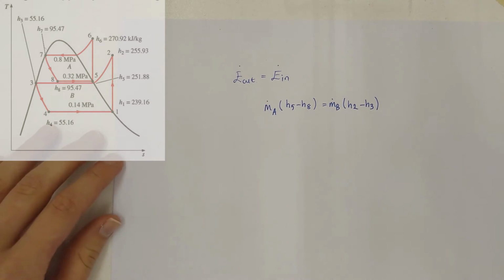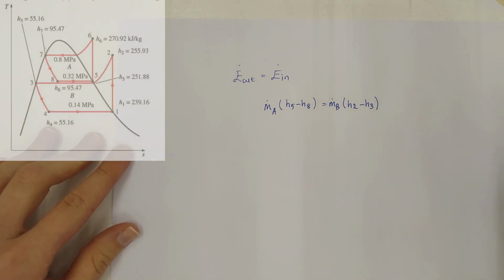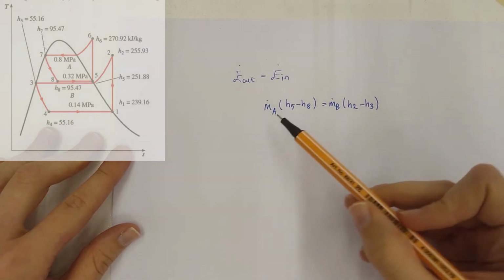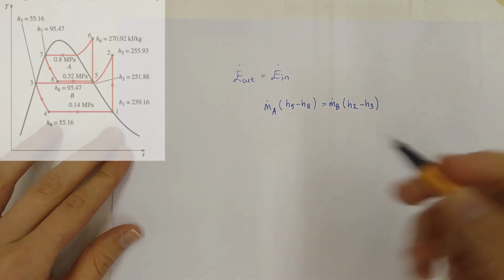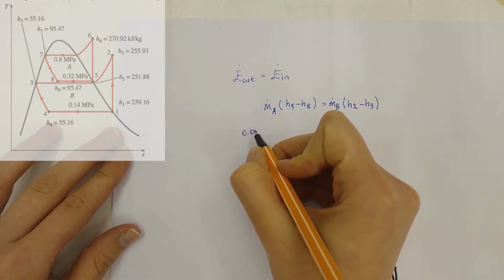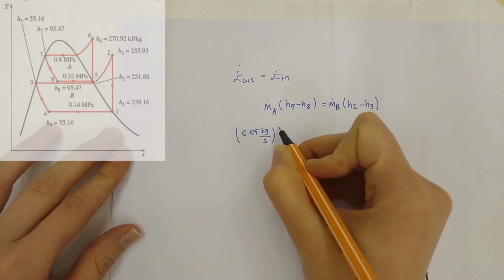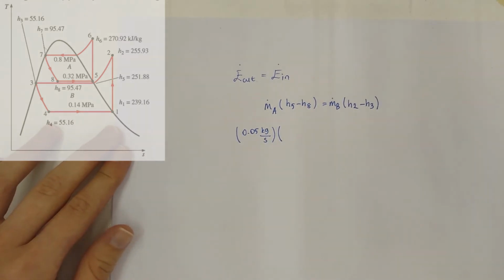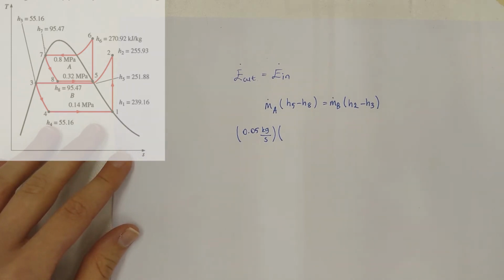For this question, we're gonna use the table of R-134a to find enthalpies of this system. And we know that the mass flow rate for the first one is 0.05 kilogram per second. And we have to check the table to find H5 and H8.